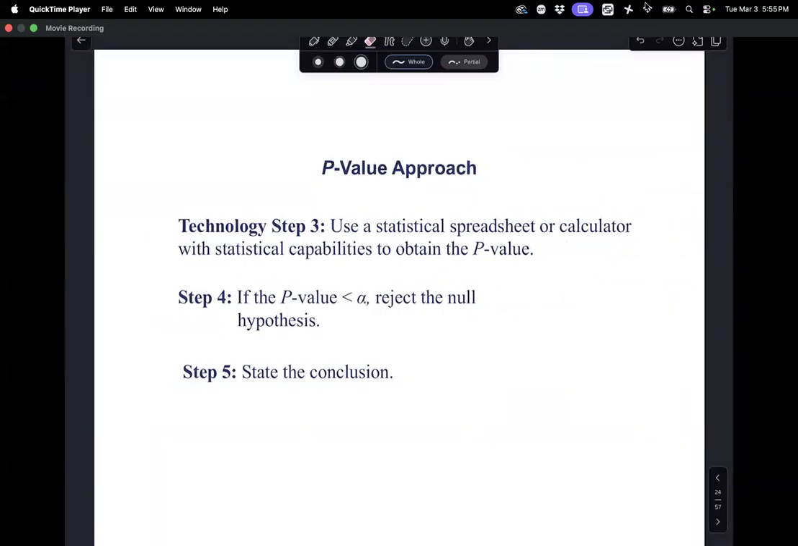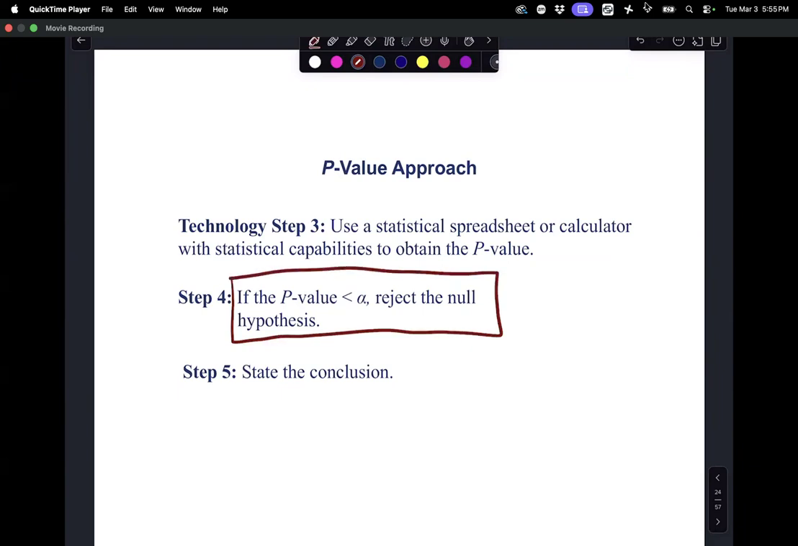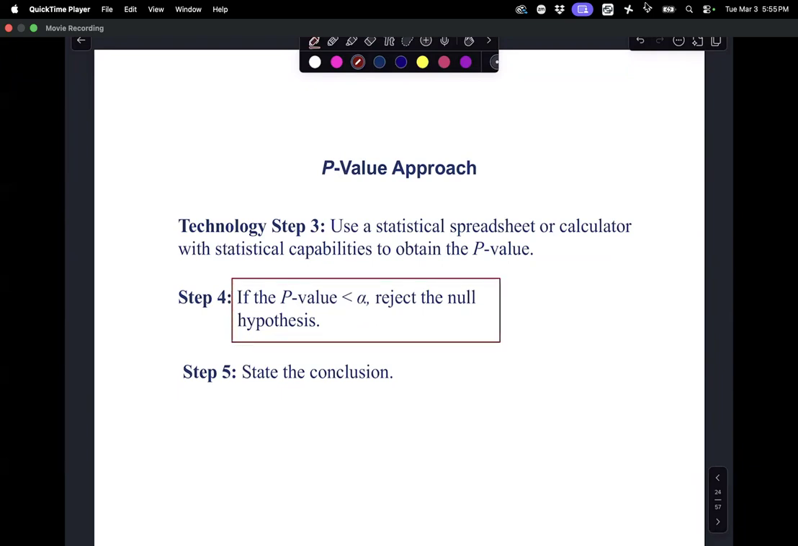All right, this is the important piece right here. Once we find our p-value, this right here is your gold. If your p-value is less than alpha, reject the null hypothesis. Say it again. If your p-value is less than alpha, reject the null hypothesis.